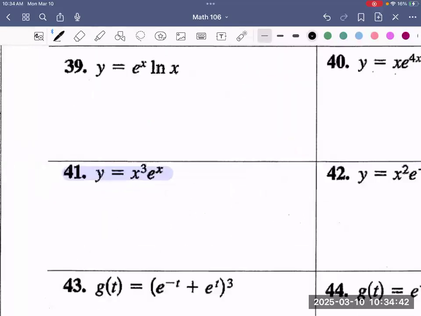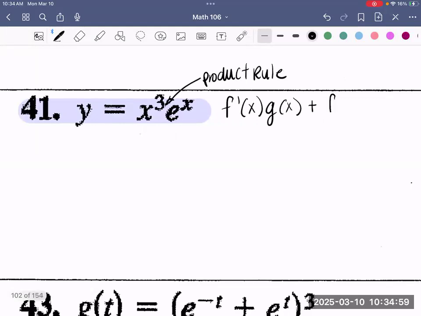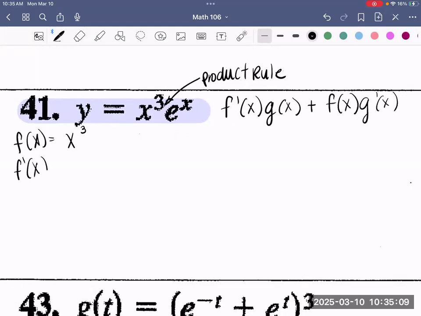Now, when you're ready, let's try 41 here. Our primary rule, as we can see it, is your product rule. Product rule says that we are just going to take the time to derive each one separately and put it all together. So f of x is going to be your first one. That is just x cubed. So f prime of x is going to be 3x squared. G of x is just e to the x, and g prime of x is again itself.